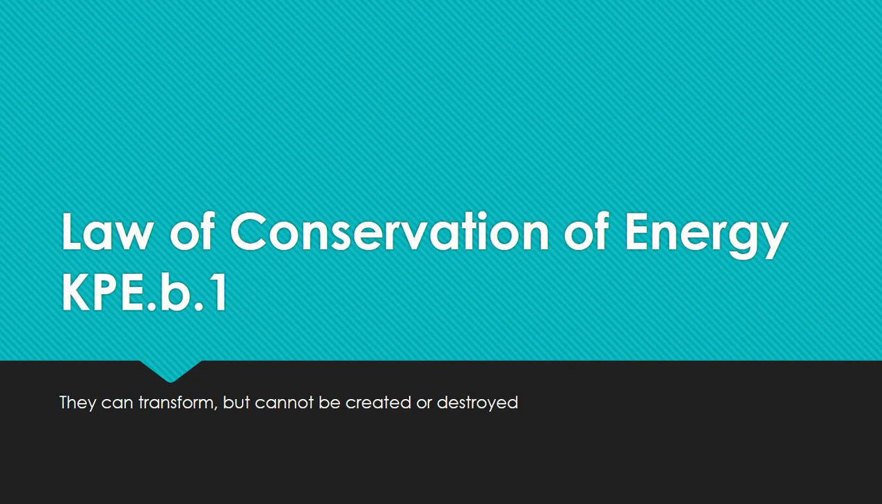Afternoon, everyone. This is the relearning for the law of conservation of energy. This is standard KPE.b.1. It was the second standard on the most recent test. Explain the relationship between kinetic and potential energy as conserved. Again, these two energies, as well as thermal, can be transformed. They can change form, but they cannot be created or destroyed.